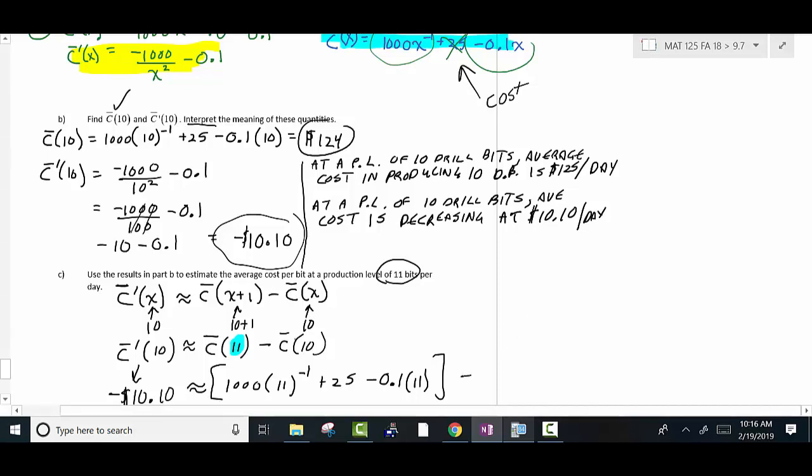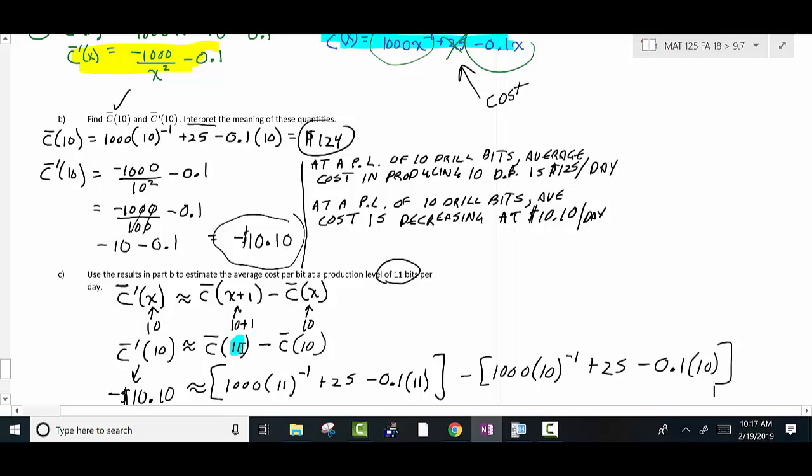Then when I do the 10, I do the same thing. I just plug the 10 in, so I would have 1,000 times 10 to the negative 1 plus 25, and then minus 0.1 times 10. And you're just going to do each part of that on the calculator. So what you're showing on this is the marginal at 10 drill bits should be close to the average cost of the 11th item. And this is what you guys are going to make sure you understand.